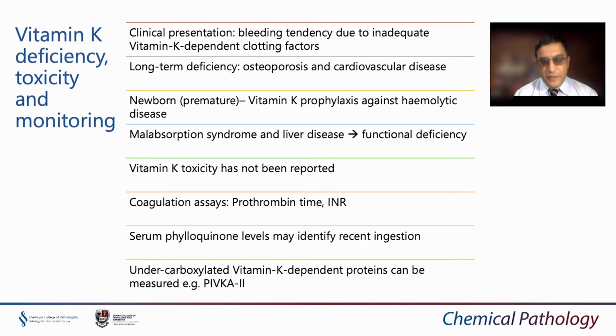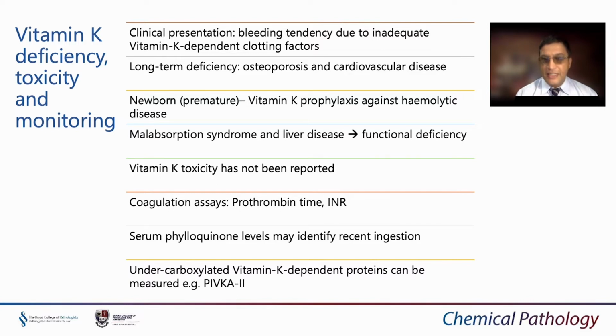Deficiency of vitamin K can result in a bleeding diathesis because clotting factors are not synthesized. Long-term deficiency is also thought to occur in osteoporosis and cardiovascular disease. However, evidence is not fully supportive and clinical guidelines do not recommend routine administration of vitamin K in these conditions. In the newborn, vitamin K prophylaxis against hemorrhagic disease is recommended. This is especially so in premature infants that have very low vitamin K levels.